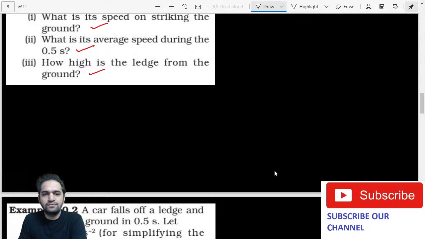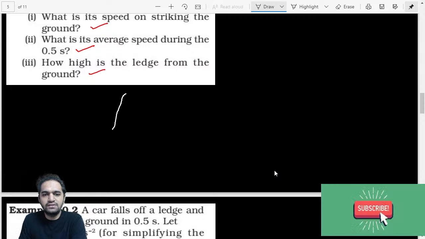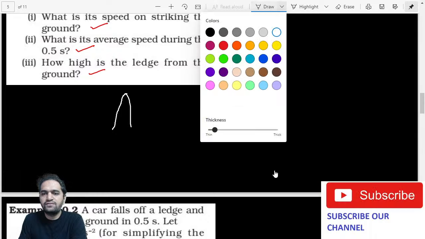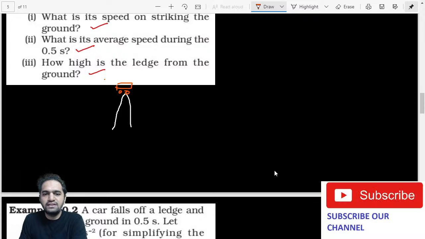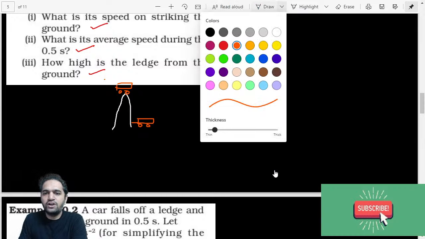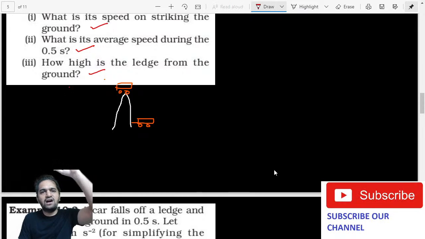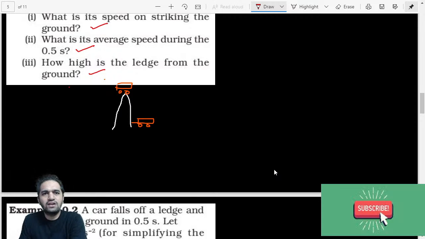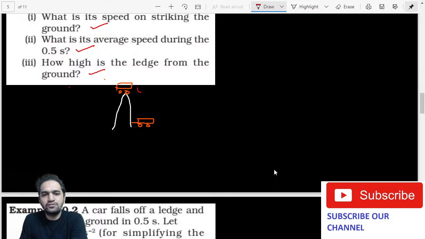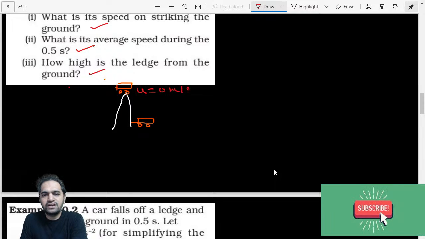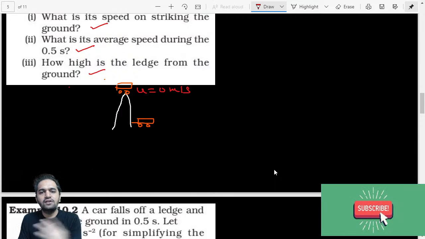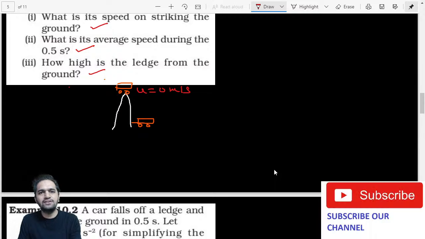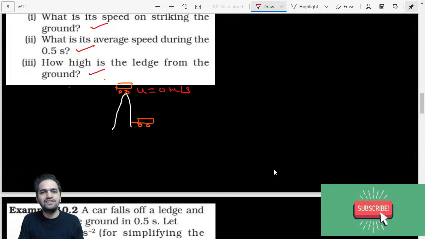So suppose a car is falling from this height. Imagine this is the height, the car is initially here and it is falling and reaching this point. Now, according to your information, what would be the initial velocity if the car is at the height? Don't you think the initial velocity would be 0? 0 meter per second. It is not moving at all, it was at rest. So the initial velocity is 0.